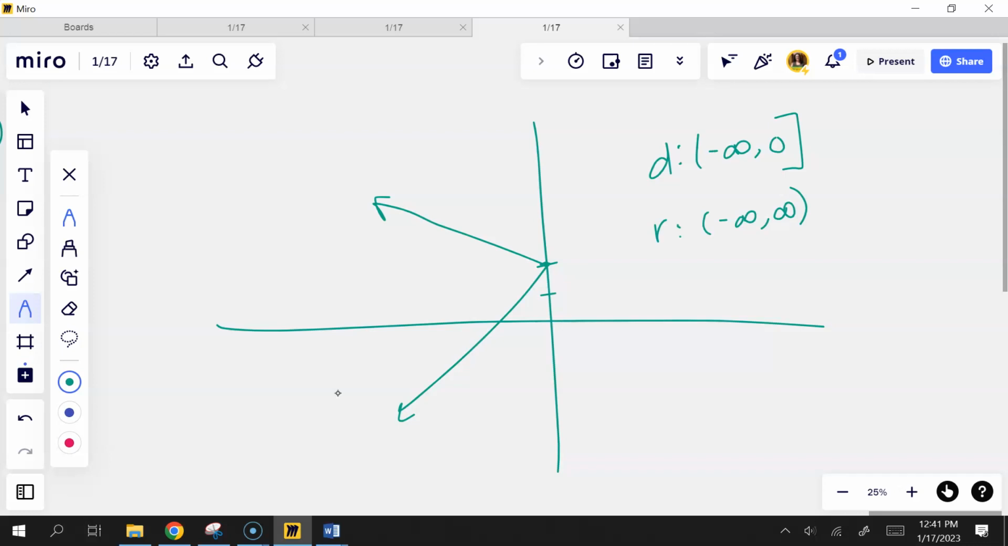You good? So since this is going down, and this one's going up, there's no breaks in it. It goes down forever and up forever, and there's no holes in between. So just negative infinity to infinity.